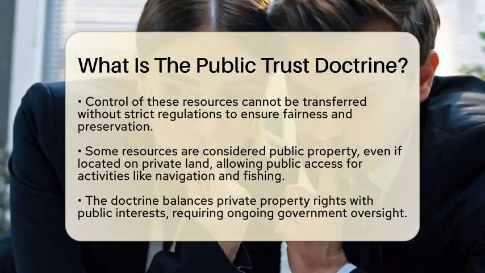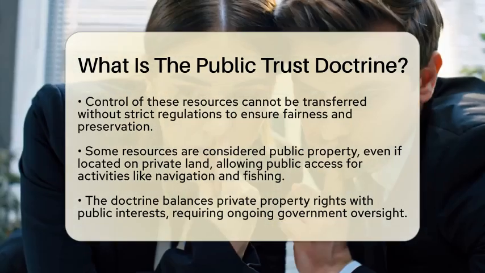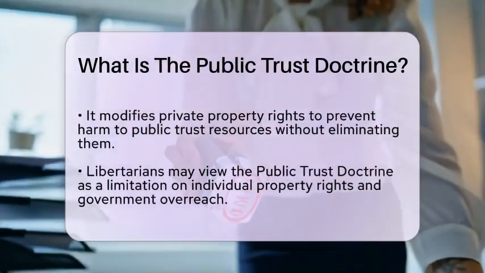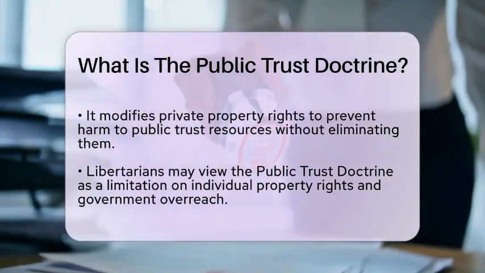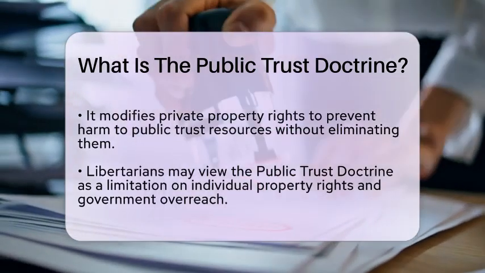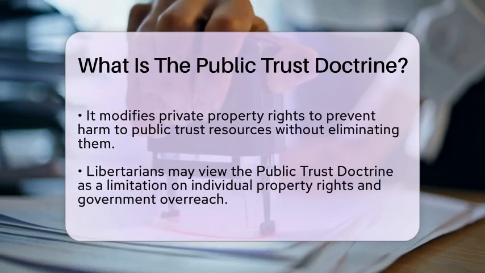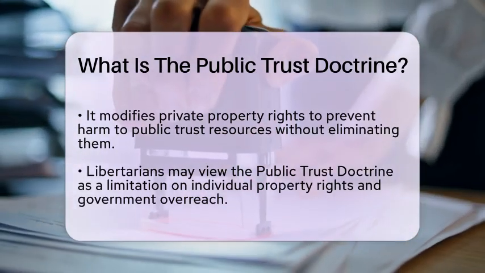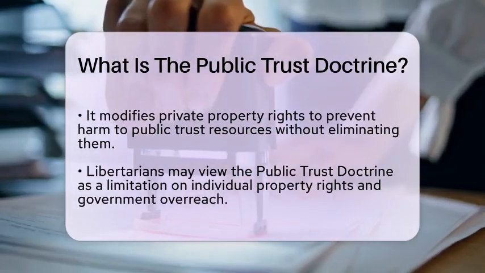From a libertarian viewpoint, the public trust doctrine can be seen as a limitation on private property rights. Libertarians often advocate for individual ownership and minimal government involvement. They may view this doctrine as a way for courts to expand public rights at the expense of private property. This judicial expansion can be seen as undermining the rule of law, as it shifts rights between private owners and the public without clear legal authority or democratic input.